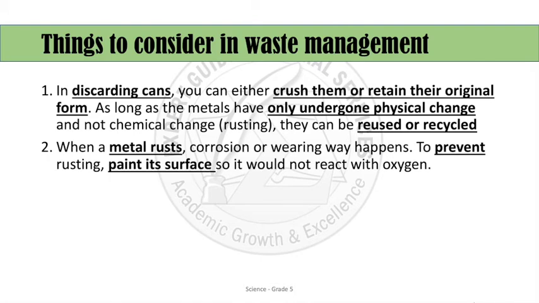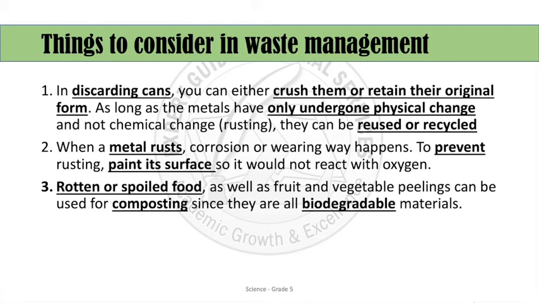Okay, next, when a metal rusts, corrosion or wearing may happen. To prevent this, we can actually paint surfaces. When we paint the surfaces, we don't let the oxygen touch the metal, and because oxygen doesn't touch the metal, rust will not form. And lastly, rotten or spoiled food, as well as fruit and vegetable peelings, can be used for composting because these are biodegradable materials. Okay, remember that from the last lecture video, Properties of Matter. Right? So you can create your own compost.